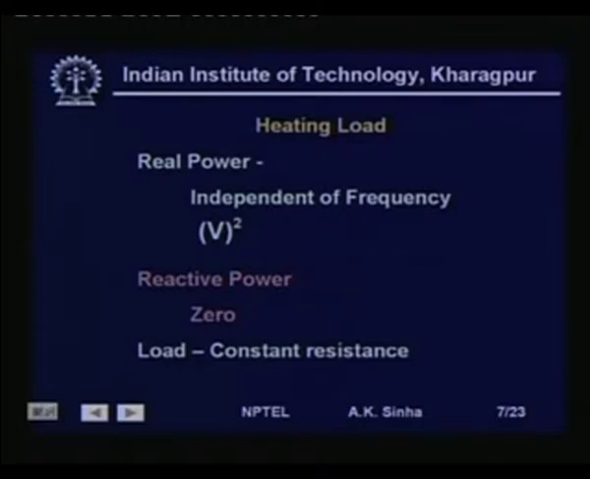Next, we will discuss the heating load. Now, heating loads can basically be modeled as pure resistors. So, if we are modeling it as a pure resistor, then the real power will be equal to V into I, and I is equal to V by R. So, actually real power will be proportional to V^2 by R, R being constant. So, real power is proportional to the square of the voltage.